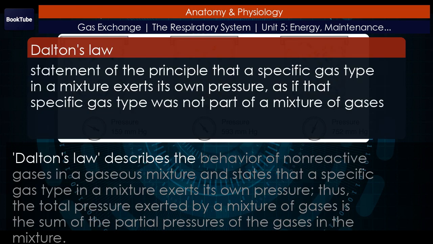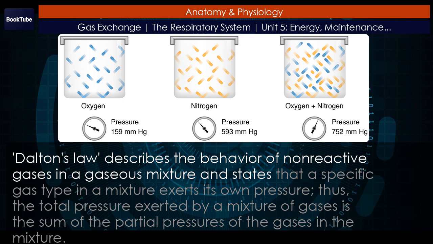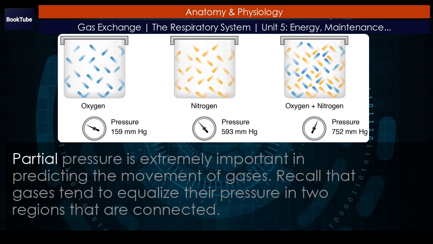Dalton's law describes the behavior of non-reactive gases in a gaseous mixture and states that a specific gas type in a mixture exerts its own pressure. Thus, the total pressure exerted by a mixture of gases is the sum of the partial pressures of the gases in the mixture. Partial pressure is extremely important in predicting the movement of gases.